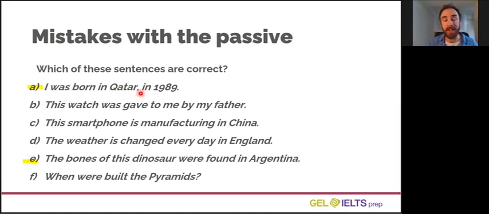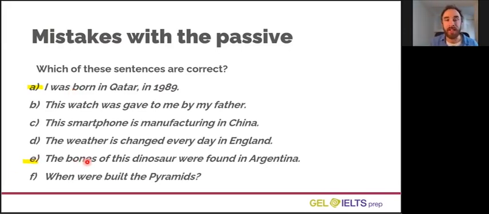I was born in Qatar in 1989. Surprisingly, this is passive. Some of you maybe didn't know that this is passive. It comes from the verb bear. But we don't say, my mother bore me in 1989. That's very strange. We just say, I was born. We don't say, by my mother, because that's obvious.